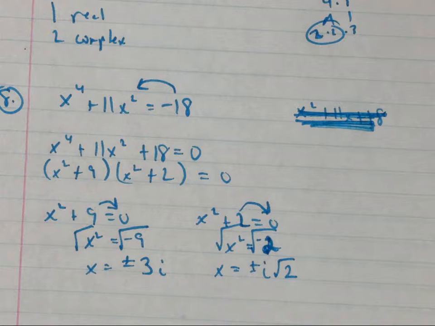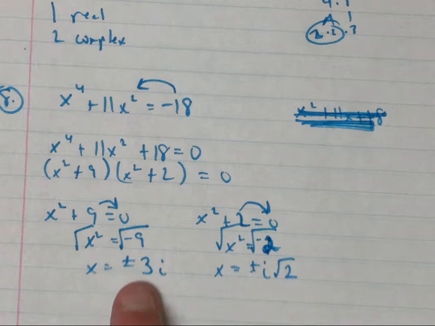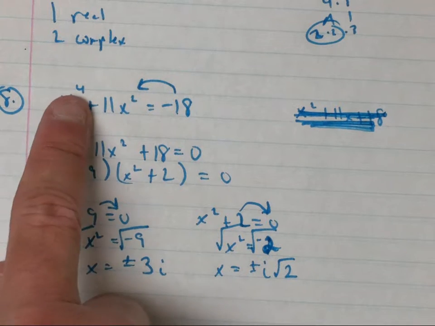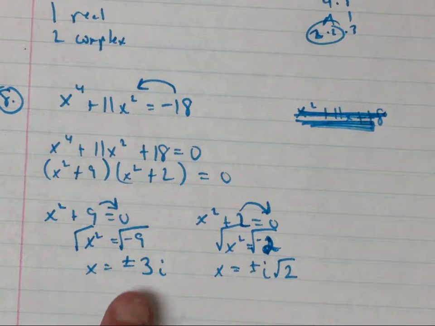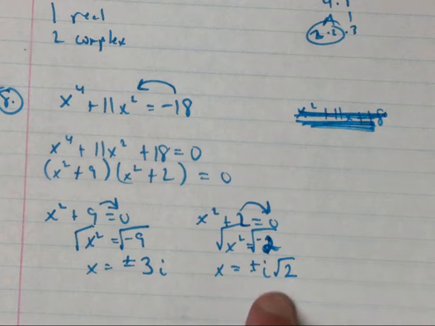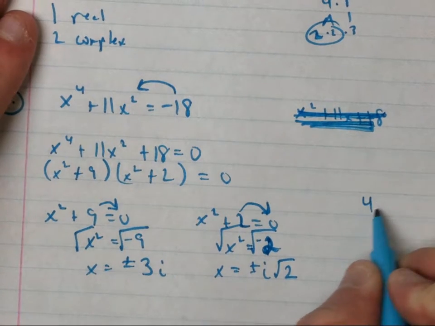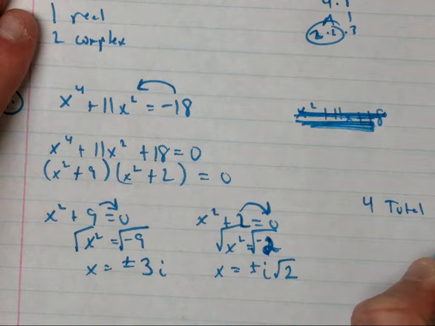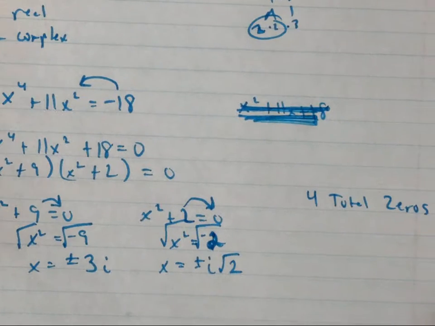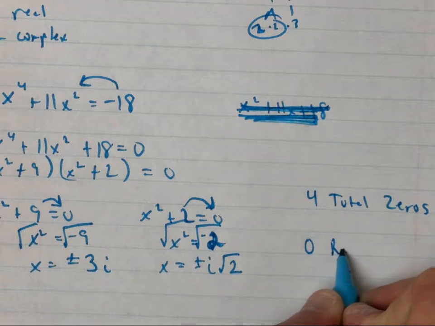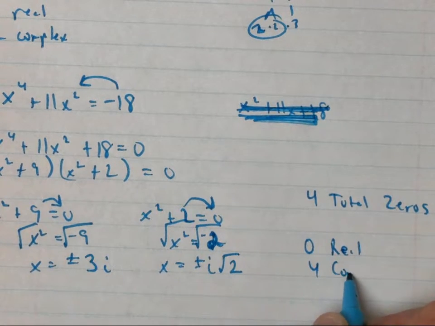So Mr. S, I don't understand how to do that. Just do the quadratic formula. You get the same answers. So in this case, the maximum number of zeros we could have was 4. We have 1, 2, 3, 4. In this case, we have 0 real, so we have 4 total zeros: 0 real, 4 complex.